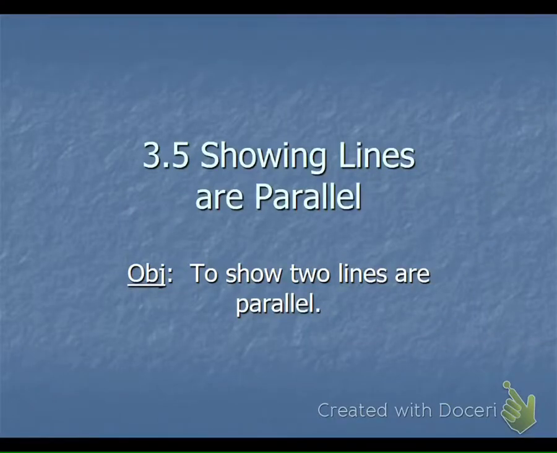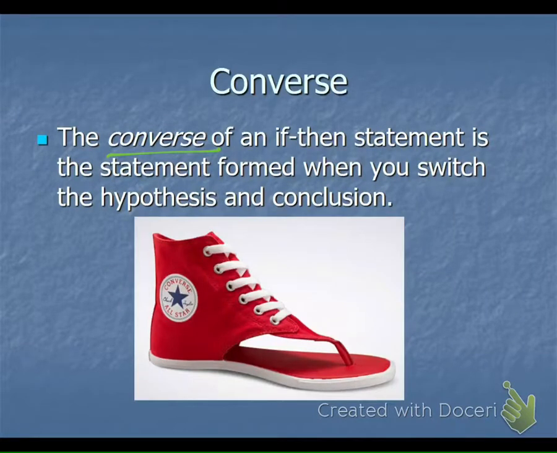So 3-5 is very, very similar to 3-4. In 3-4, you knew that the lines were parallel, and then we used that information to answer questions about the angle measures with all those special relationships: corresponding, alternate interior, alternate exterior, same side interior, all that fun stuff. Today we're going in reverse. I will give you some information about the angles, and you will have to decide if the lines are parallel. So a converse is when you take an if-then statement and you switch the hypothesis and the conclusion.